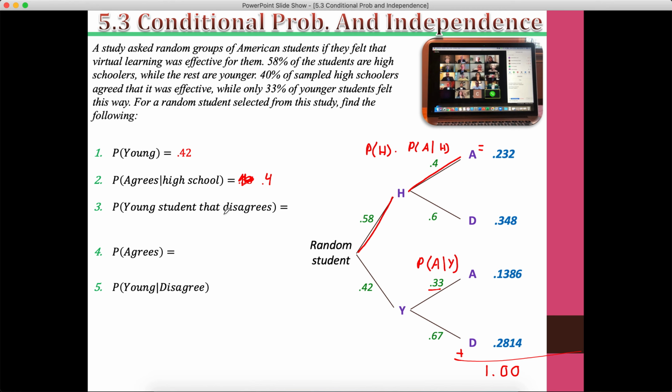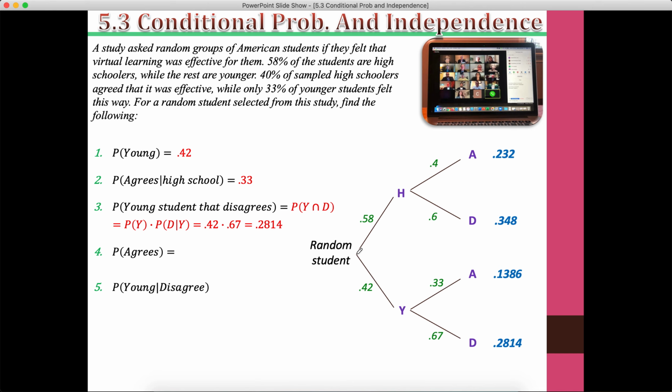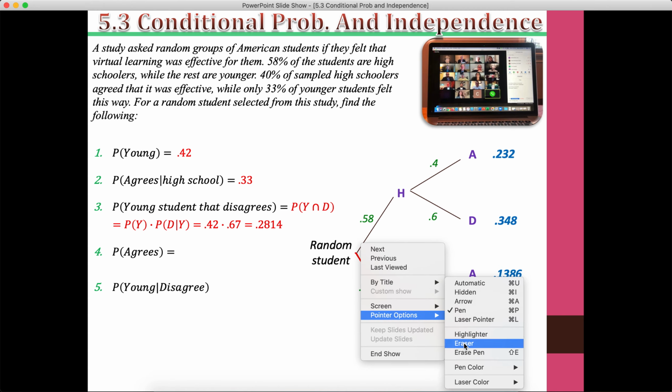The probability that they're a young student that disagrees. That implies that they're young and disagree. So for this, I'd have to multiply the 2 probabilities together. Actually, let me clear all this out. This is the probability that they are young times the probability that they disagree, given that they're young, which would be the product of these 2 numbers, which gets me the 0.2814. The probability that they agree in general, whatever student I choose, agrees.